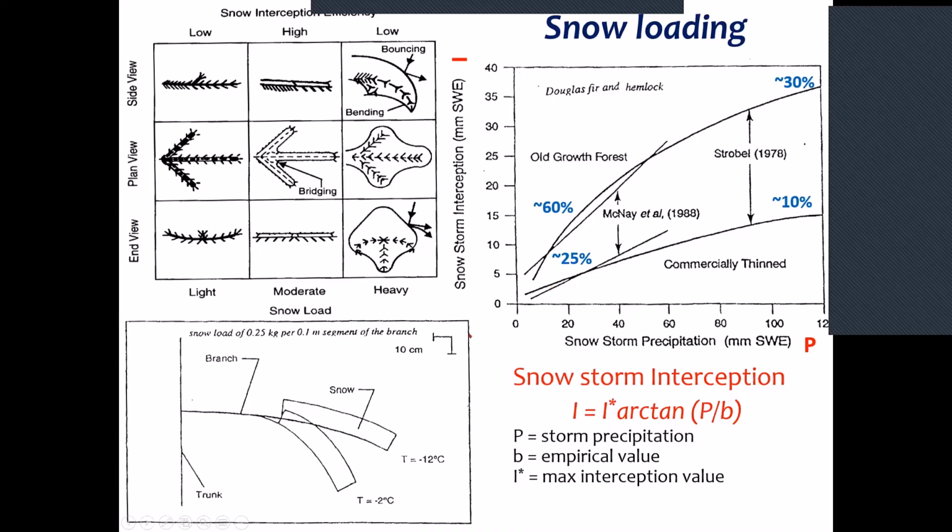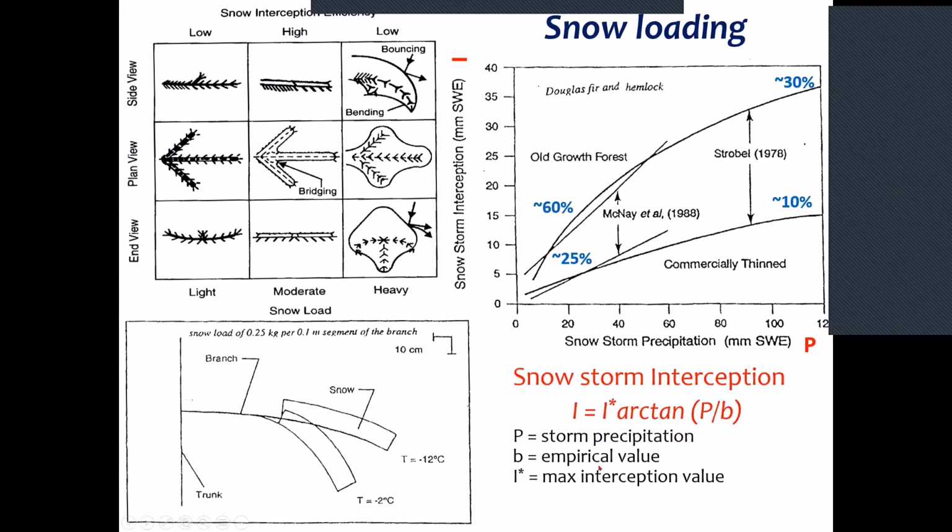It's just this natural tendency for interception to decrease as a storm progresses. And the reason for that is there's a natural storage capacity of the canopy. And once you start to reach that storage capacity, the amount of additional storage that can be added must necessarily reduce. And so one way to represent this relationship in an empirical form is to use this equation.